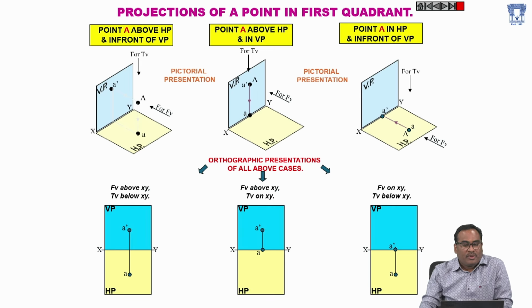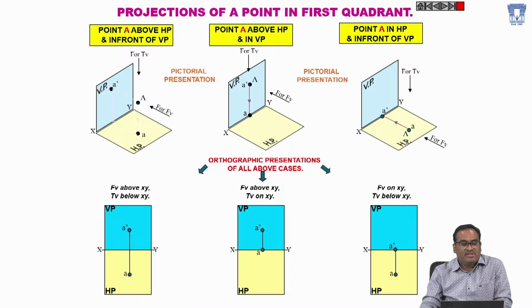Okay, right. So for example, how we are drawing on paper. Look at this point A above HP and in front of the VP. Point A can be defined as above HP, in front of the VP. Look at this with respect to XY. A dash is above the XY line, A is below the XY line. You can also define a point in the first quadrant, point A above HP and on the VP. So it may be on the VP also. On the VP and above HP also comes in the first quadrant. Look at this, front view on VP and top view exactly on XY.